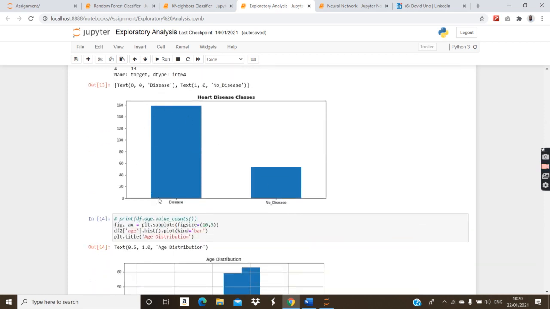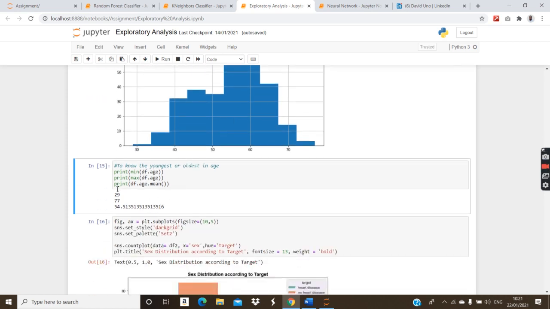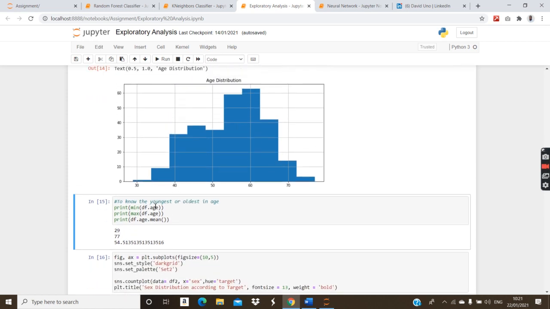So from here we can see that there are more people with heart disease than there are people without heart disease. So we dug in further and looked at the age distribution. We can see that the lowest age here is 29 and the maximum is 77. I didn't know this just by looking at this. I had to do a quick check to see the minimum age, the maximum age of all the patients in the data set, and the mean. The mean of the ages is 54.5.